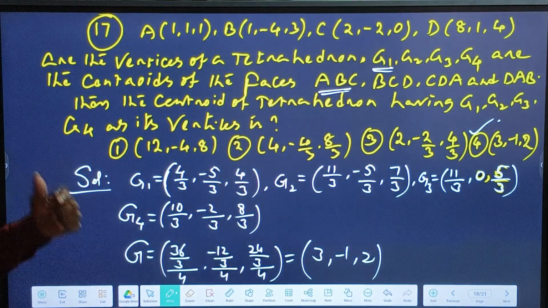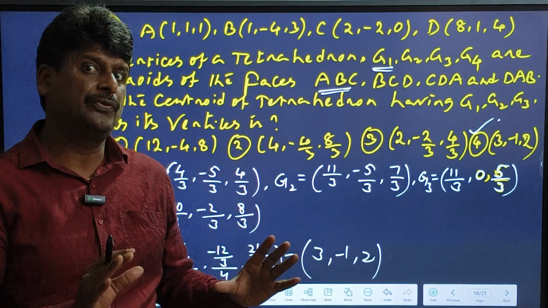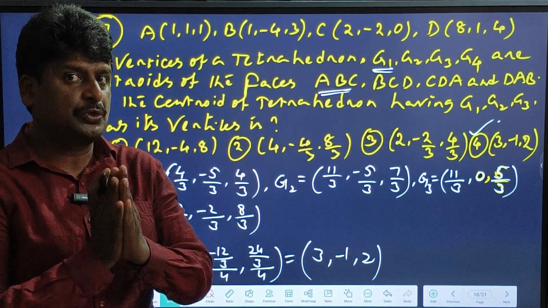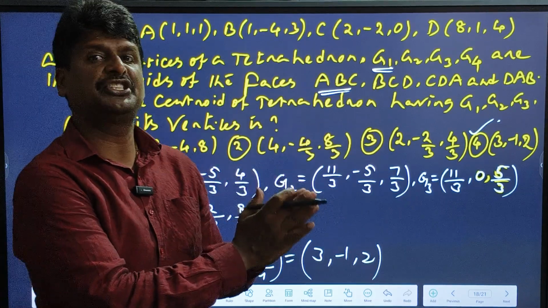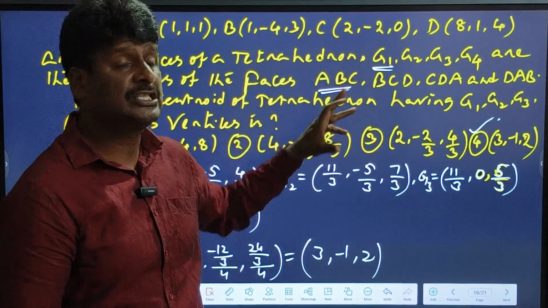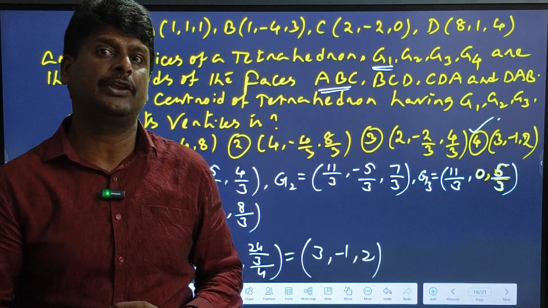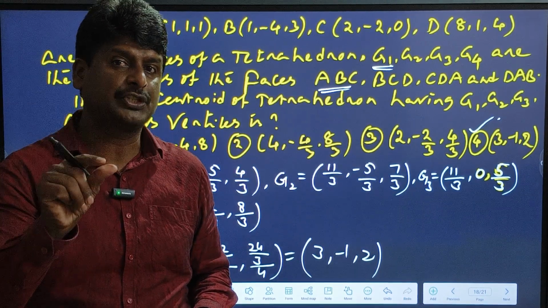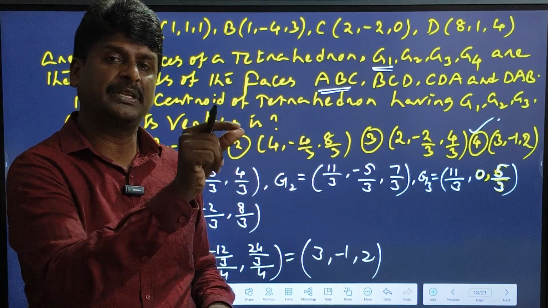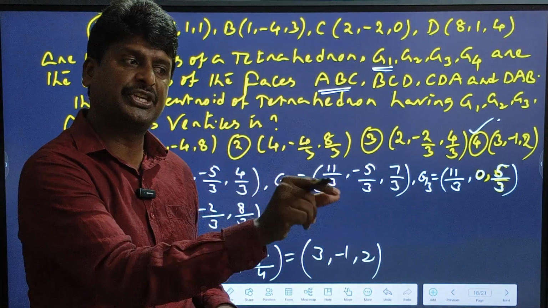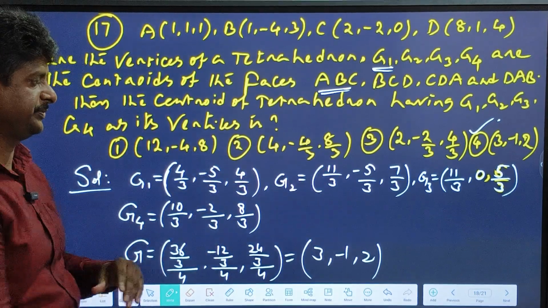Okay. Here we have used the centroid of triangle formula: (x1 plus x2 plus x3)/3, (y1 plus y2 plus y3)/3, (z1 plus z2 plus z3)/3. Each face of a tetrahedron is a triangle. Centroid of tetrahedron formula: (x1 plus x2 plus x3 plus x4)/4, (y1 plus y2 plus y3 plus y4)/4, (z1 plus z2 plus z3 plus z4)/4. So that is the concept we have used.